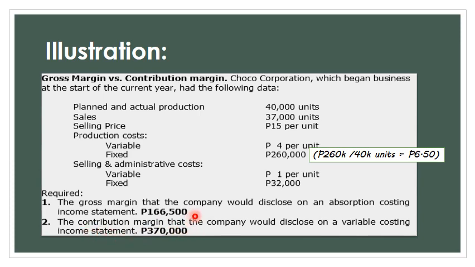So, these are the answers, 166,500 and 370,000. So, kahit naman hindi sabihin kung anong costing method yung ginamit, malalaman nyo kung absorption or variable costing. Kasi nga, sabi natin, yung gross margin, saan ba nakikita? Doon sa absorption or traditional na income statement. Yung contribution margin, saan natin nakikita? Dun sa contribution margin approach na paggawa ng income statement. So, malamang variable costing or direct costing yung ginamit dyan.